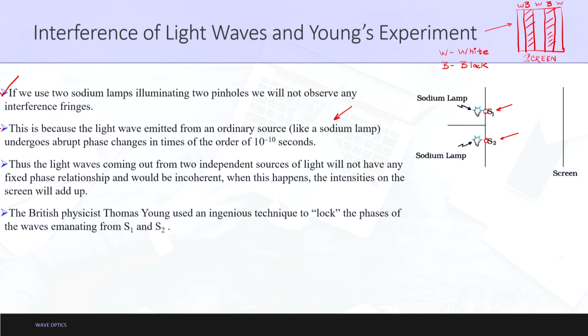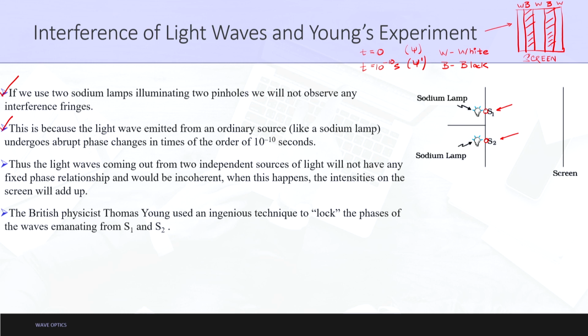So it just says why interference does not happen. Interference does not happen because first of all an ordinary source is being used, and second it undergoes abrupt phase changes. I explained to you what a phase is, in times of the order of 10 to the power minus 10 seconds. The change in the phase is very rapid. What does it change? Let us say the phase at some time t equal to 0 is some psi, and at some time in the next 10 to the minus 10 seconds only, the phase has changed to phi dash.